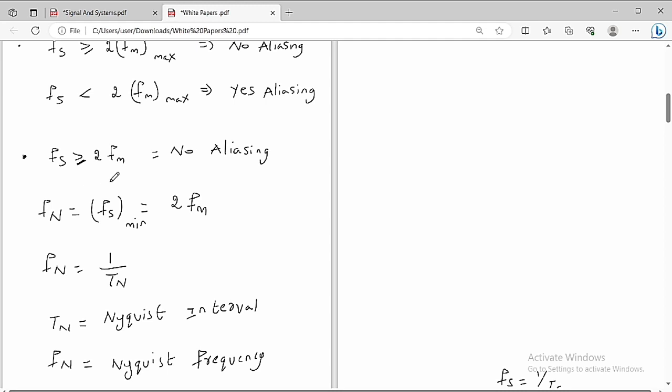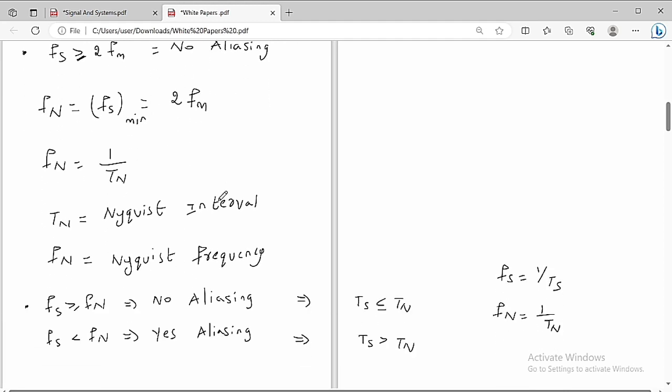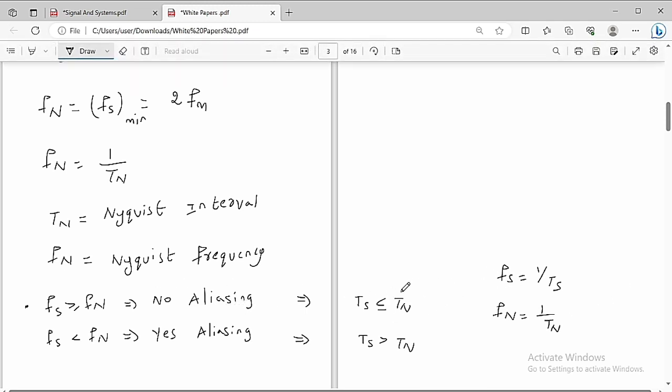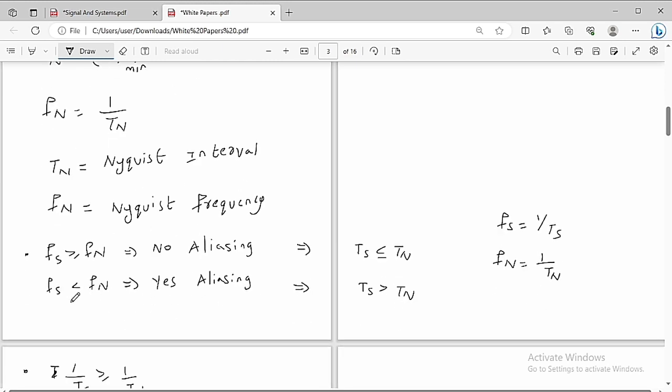If Fs is less than 2 times Fn, yes, there will be aliasing. So the minimum sampling frequency is the Nyquist frequency. So Fs is always greater than or equal to Fn, and there will be no aliasing. Fs is equal to 1 by Ts and Fn is equal to 1 by Tn. So if we use this, we get Ts less than or equal to Tn. And Fs less than Fn means yes, there will be aliasing. So you can read this, then we get Ts greater than Tn.